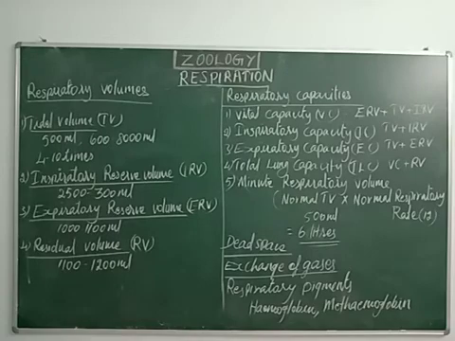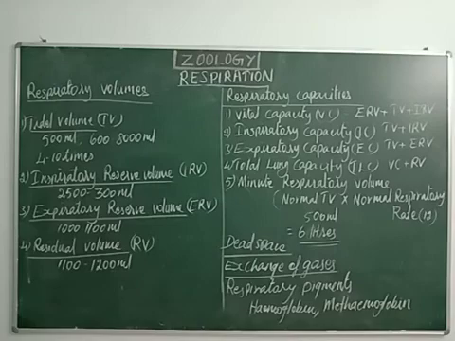Dear students, then we are going to study respiratory capacities. Now we have completed respiratory volumes, so next we study respiratory capacities. The first capacity is called vital capacity, in short VC. The maximum amount of air removed from the lungs during a single breathing is called vital capacity.